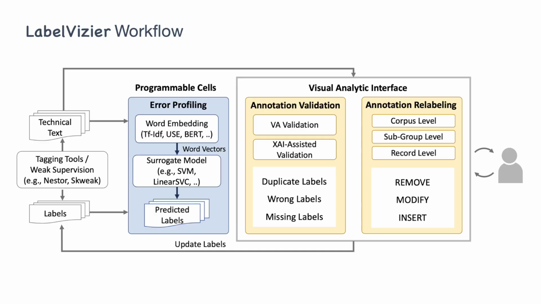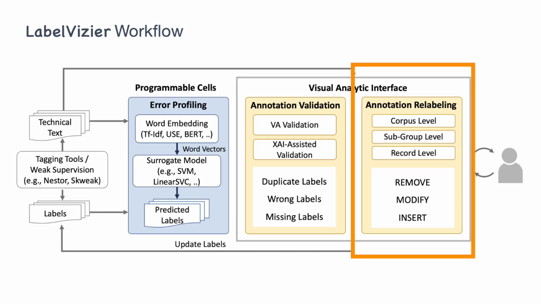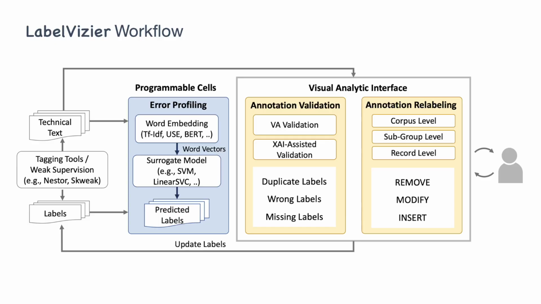The workflow consists of three phases: error profiling, annotation validation, and annotation relabeling. The error profiling phase involves data processing and a surrogate model training process utilizing the technical text along with annotations of unknown quality. Then, in the following two phases, users can interact with a visual analytic interface with multiple views to achieve efficient annotation validation and relabeling.